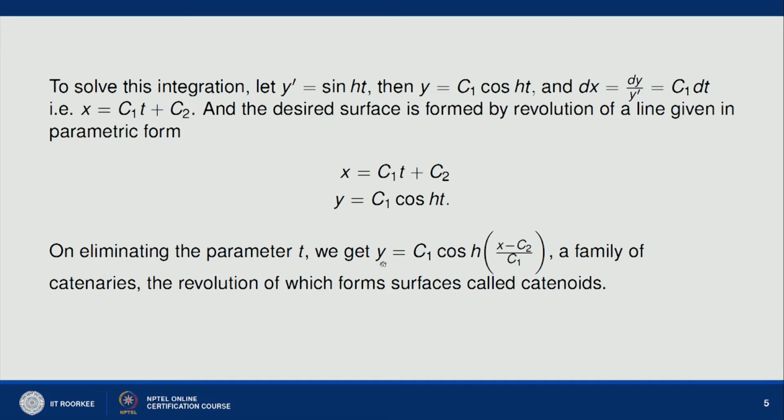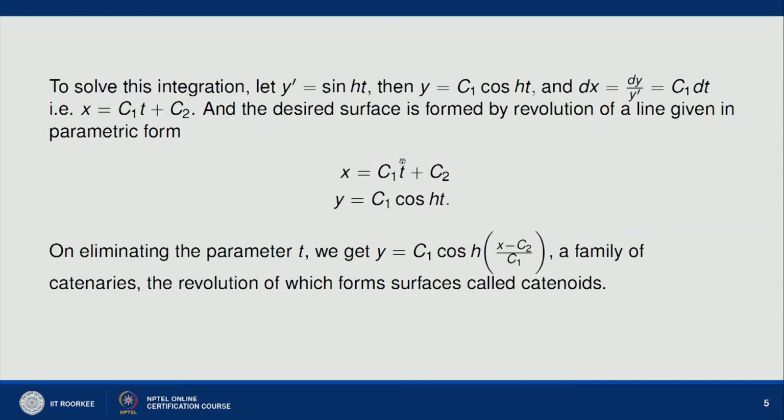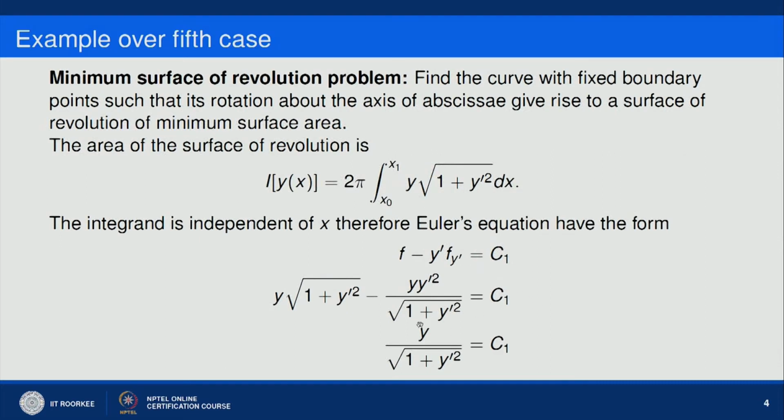And here if you remember, we have two constants C1 and C2 that we can obtain by satisfying the condition that y of x naught is equal to y naught and y of x1 is equal to y1. So these C1 and C2 you can obtain in terms of x naught and y naught. And please remember, here we can solve this equation y upon under root 1 plus y dash square equal to C1 by squaring and simplifying for y and y dash. So this also you can do.